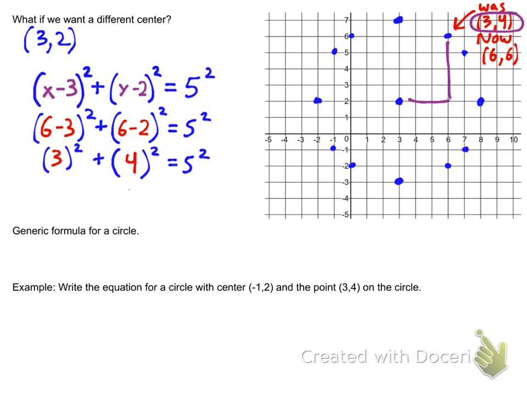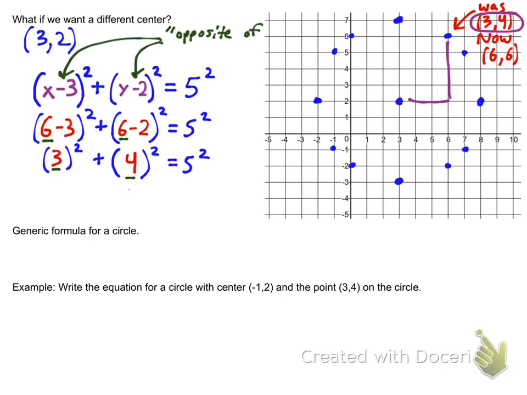And the way we got that was by, when we moved the center, we subtracted 3 from the x and subtracted 2 from the y. Now notice, plugging in 6, 6 gives us 3, 4. The new 6, 6 value, now plug in this new equation, gives us what used to be 3, 4. Notice some other things about this.